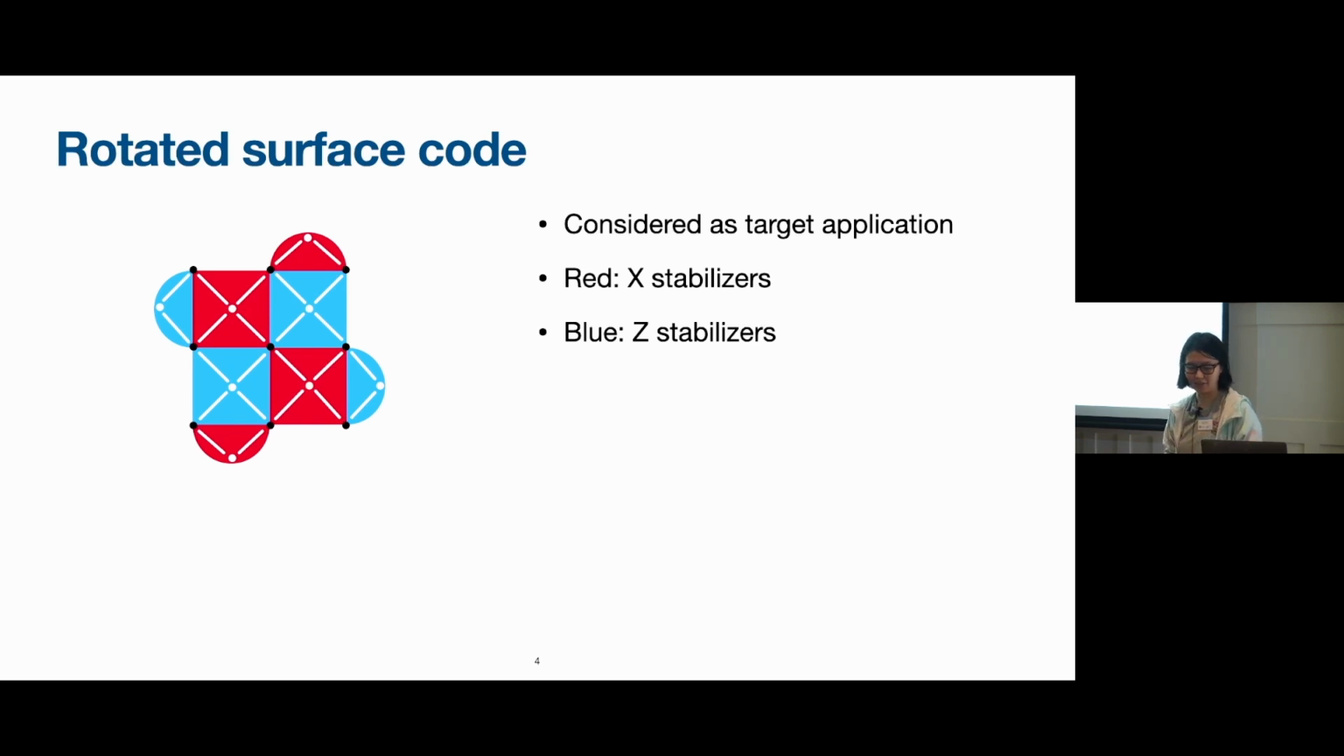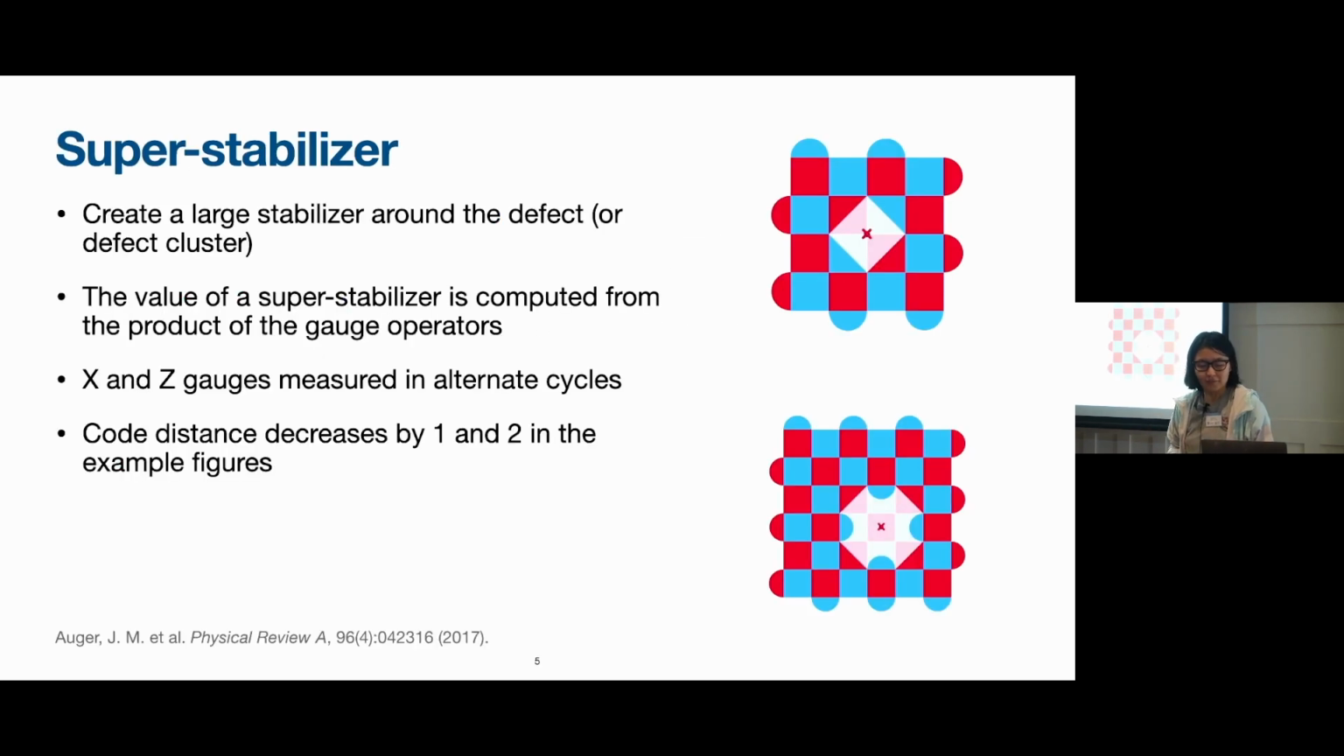So after so many surface code talks, people may not want to see another intro to this. So I will just talk about the notation that I use. I use the red color for the X stabilizers, and the blue color for the Z stabilizers.